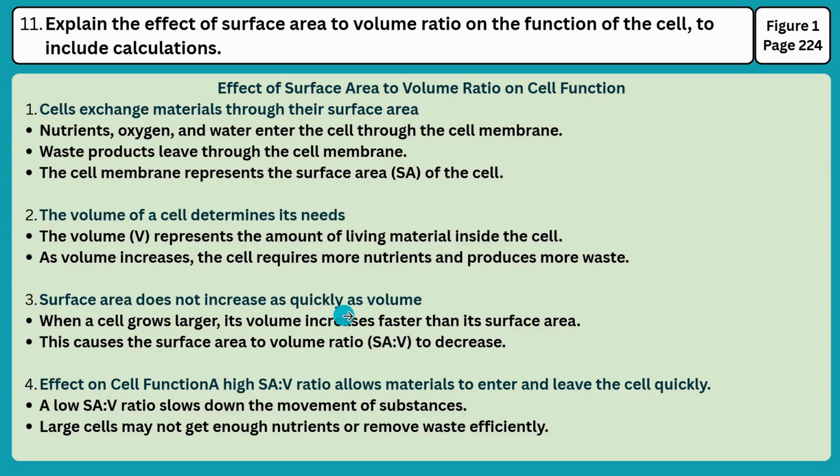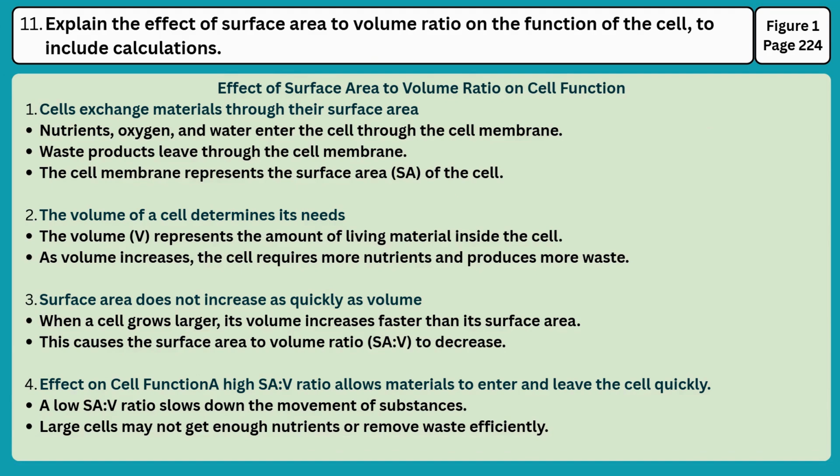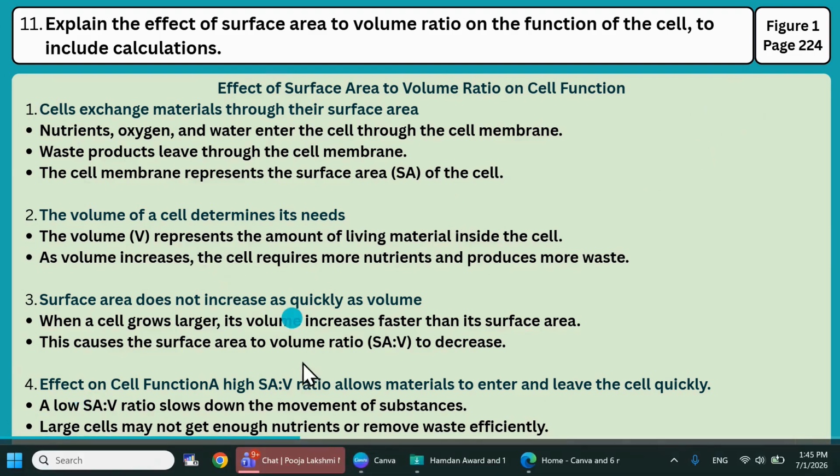So surface area does not increase as quickly as volume, as I told you. When a cell grows larger, its volume increases faster than its surface area. This causes the surface area to volume ratio to decrease because the volume is increasing at a faster rate than the surface area. So the ratio will become less.